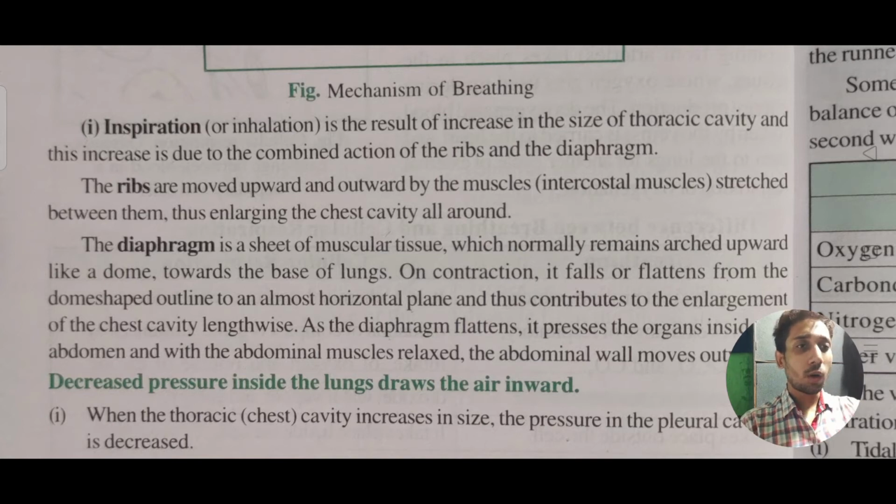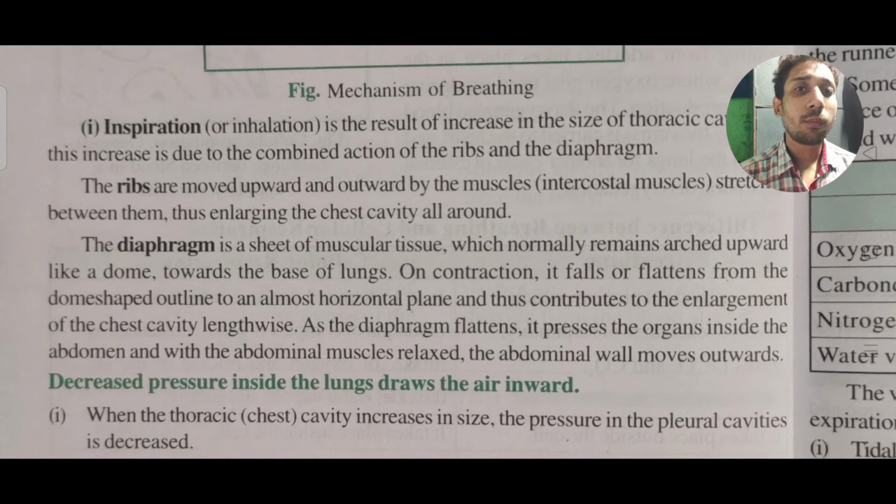Arch means this kind of shape. Okay, this is called the arch. So it has a dome-like structure, and that's why our body has a chest cavity enlarged lengthwise, and it also contributes to the enlargement of the chest. Okay, and the diaphragm also flattens some organs inside the abdomen as the abdominal muscles relax and the abdominal wall moves outwards.